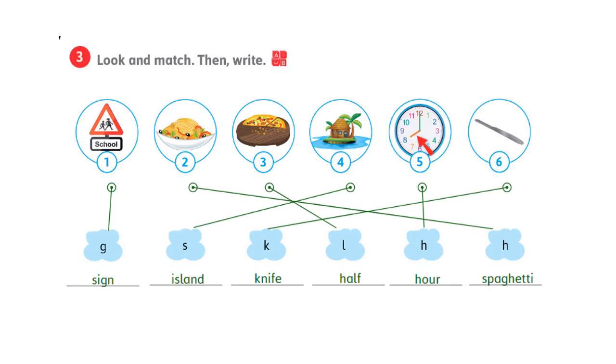Number five, let's match the picture of hour to letter H. Hour. H-O-U-R. The last one, number six, knife. Match the picture of knife to letter K and write the word knife. K-N-I-F-E. Don't forget to write your answer in your workbook.